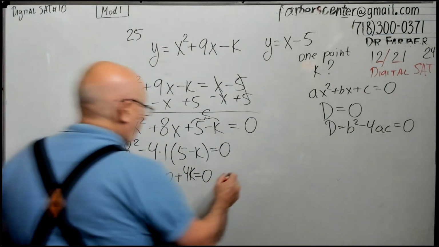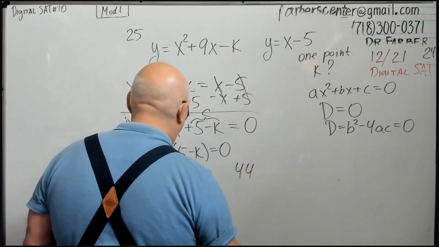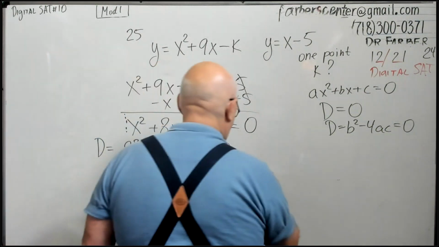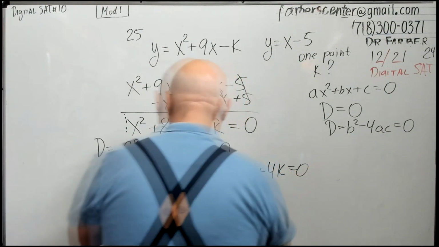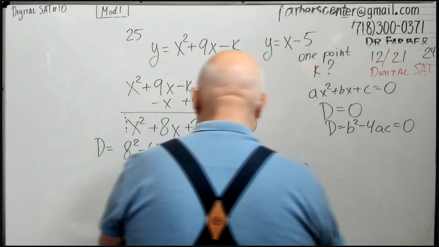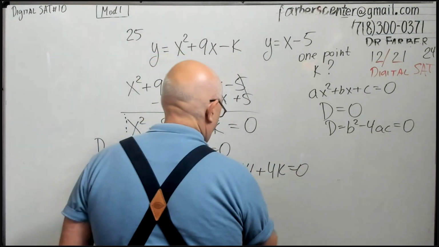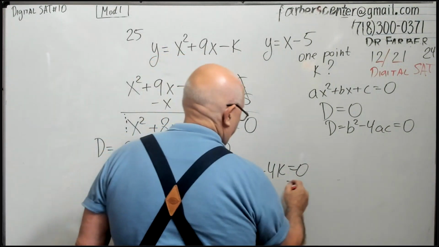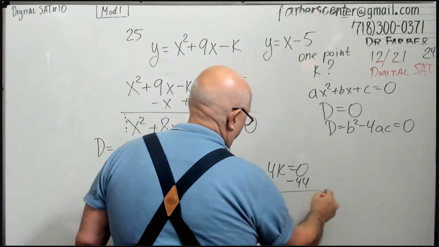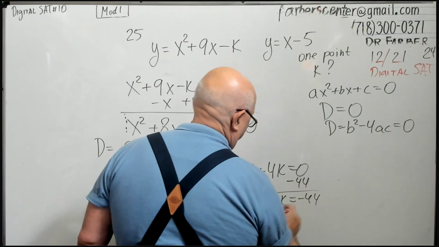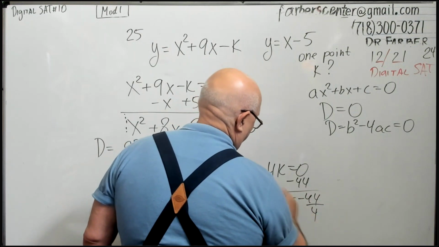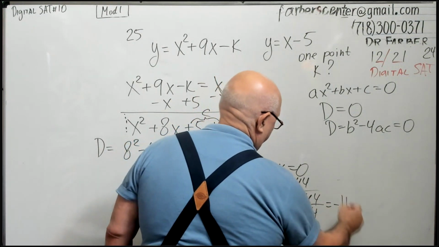This is 44 plus 4k equals 0. They ask you to find what? K in this case. I will just isolate k. Minus 44 and minus 44. 4k equals negative 44, divided by 4 on both parts. K equals negative 11.